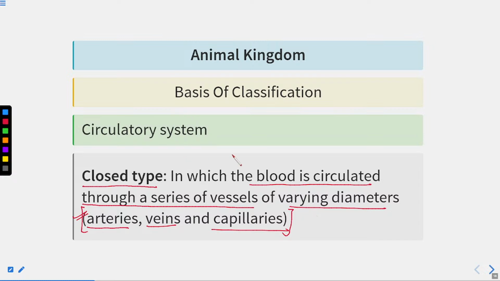They are circulating blood from the heart to different tissues, different organs, and again they are collecting the deoxygenated blood from the different tissues and organs and pouring it back to the heart. So if such things are present in the circulatory system, then it is called the closed type of circulatory system. Okay, got it? So this is about the circulatory system. Two types of circulatory system, open type and closed type.